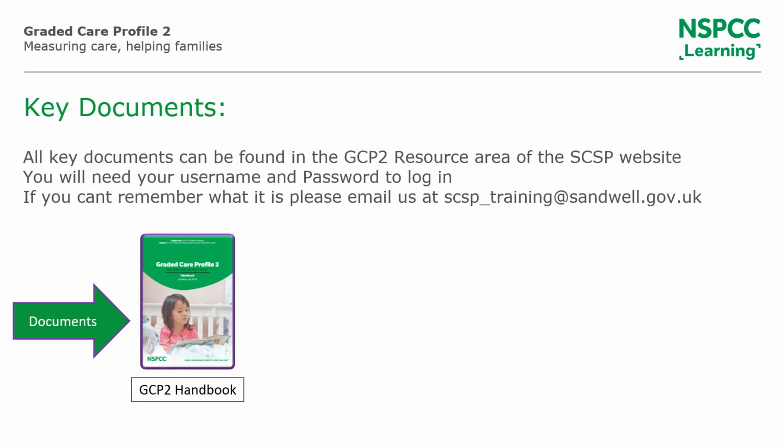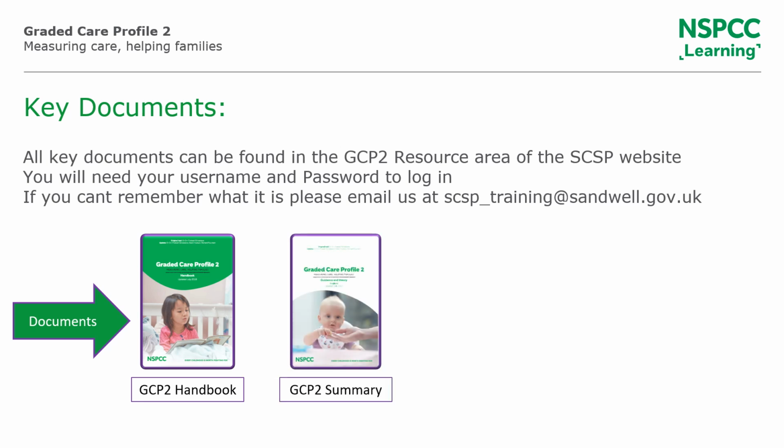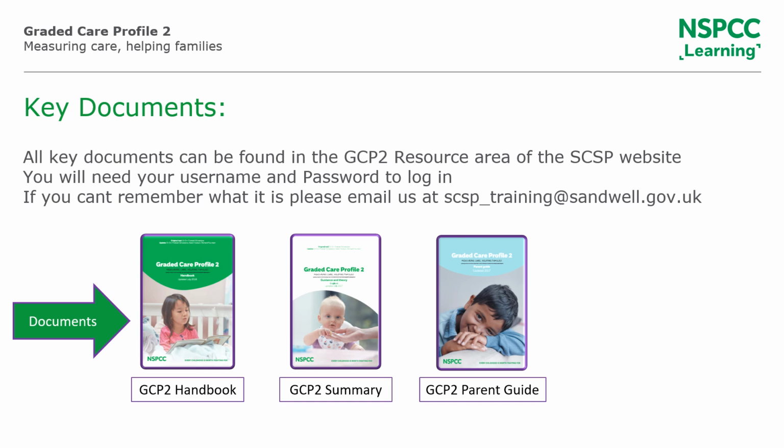The GCP2 handbook will help you to identify what it is that you should be looking for in terms of doing your GCP2 assessment. The GCP2 summary book talks about the theory and the practice and how they link together when it comes to doing a GCP2 assessment. Then there are parent guides. These are in different languages, and there's a specific section in the SCSP resources around GCP2 that lists all the different language guides that we've got for parent guides.